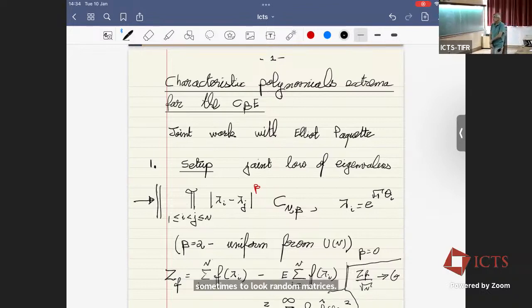One comment is that the case β equal 2 is special. In that case, this model is just sampling uniformly a unitary matrix and looking at its eigenvalues. Okay, so that's all the input we will need from random matrix theory.